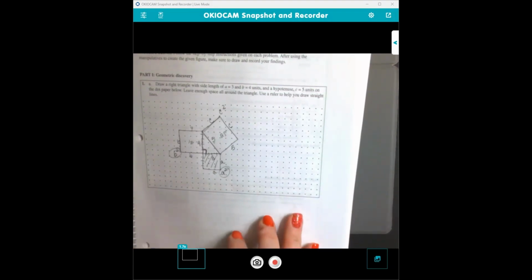You can always, I don't think I have it in here. I have the other activity. But if you have grid paper, that's what I said, that you could use grid paper. Let me see.